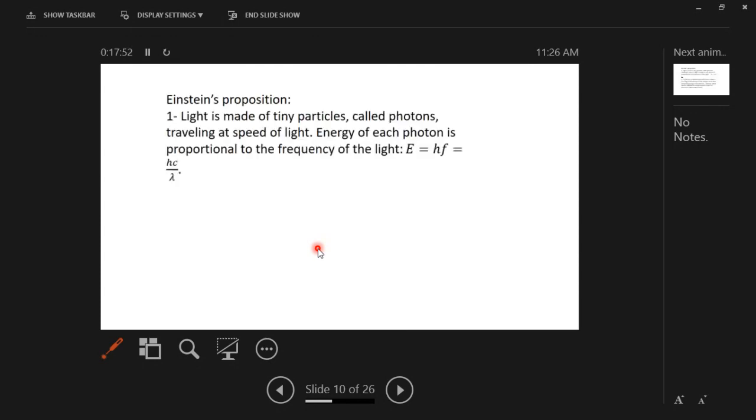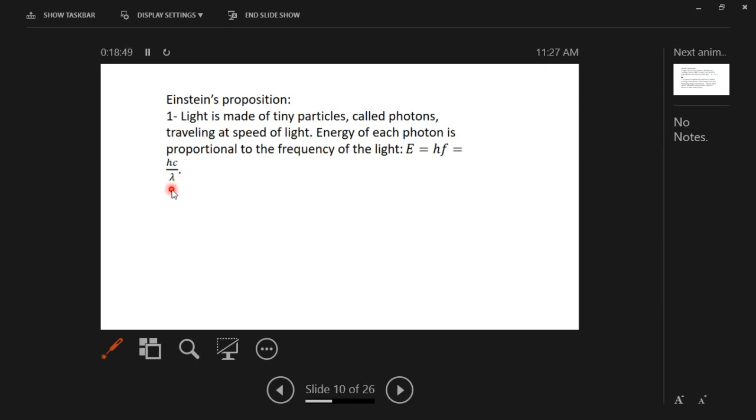So the proposition that he had was this. He said, light in this experiment doesn't act like a wave. In the photoelectric experiment, light acts like it's made of very small particles. He called them photons. And these photons are very small, massless particles that move at the speed of light. Instead of calling them packages of energy, he called them photons. But the energy of each photon is still h times f, Planck's constant times the frequency of the wave associated with these photons. And if you want, you can replace f by c over lambda. c is the speed of light, and lambda is the wavelength.